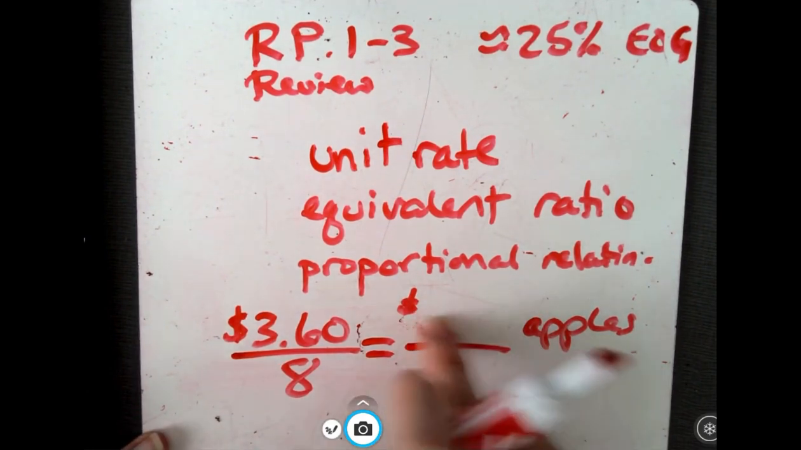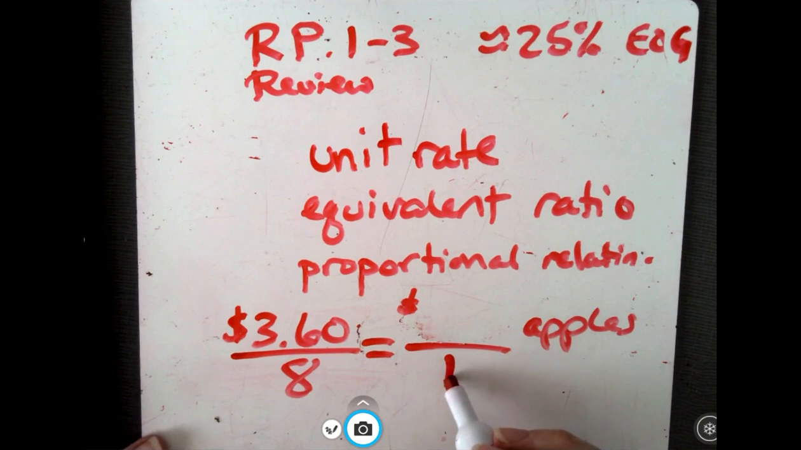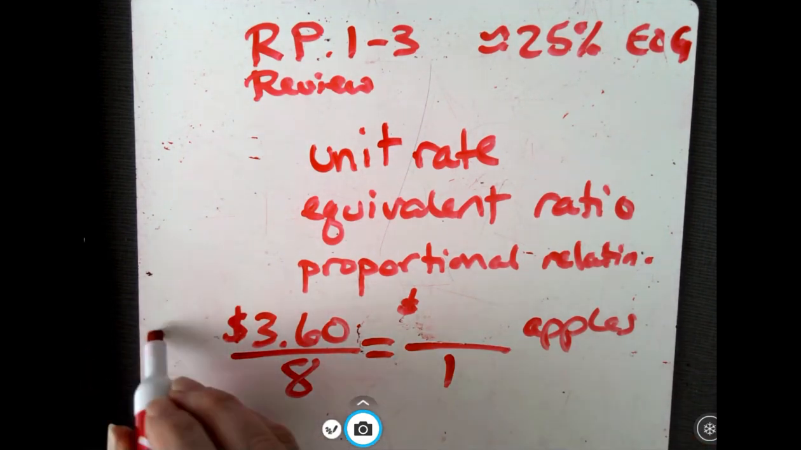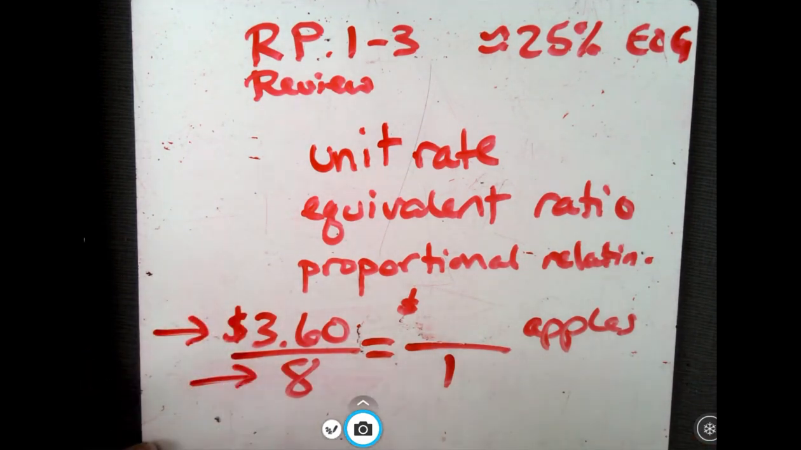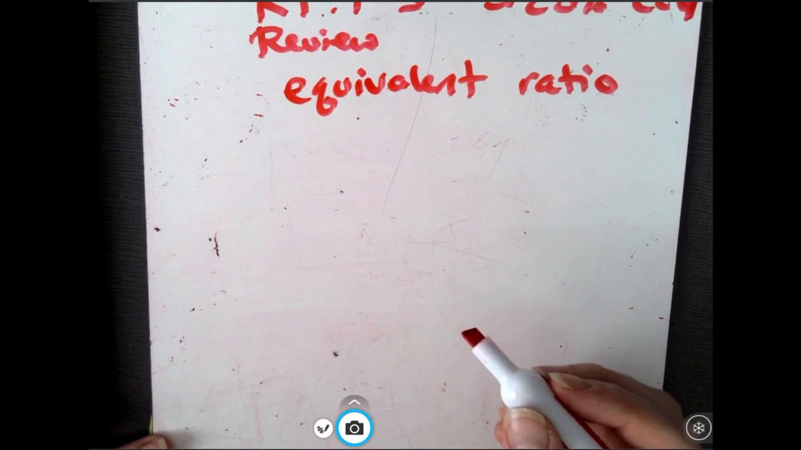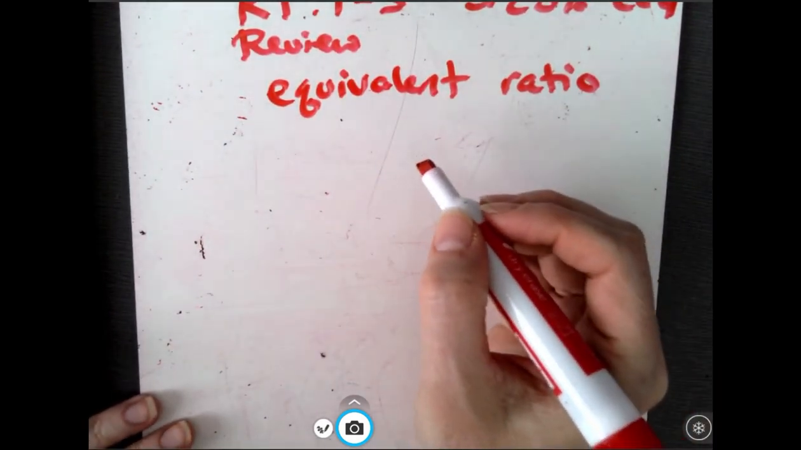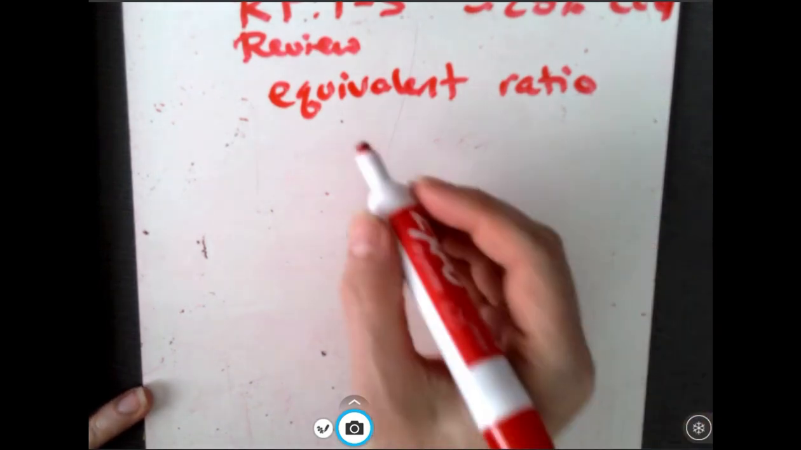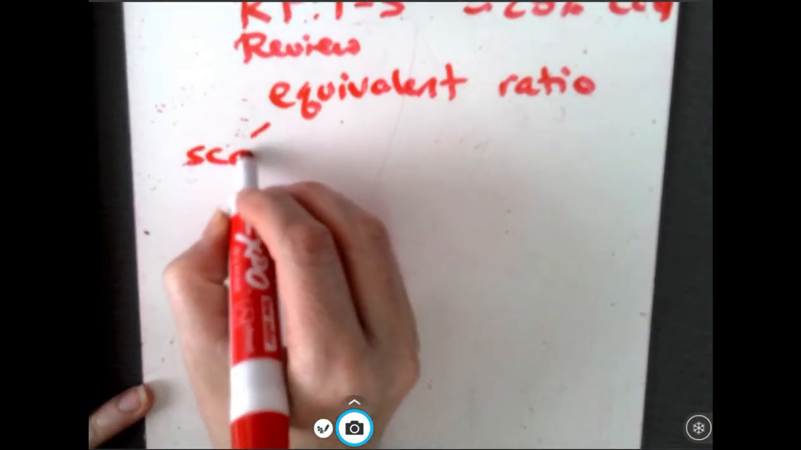But a unit rate, again, is a special kind of equivalent ratio where one of the quantities is 1. Now, when we have unit rates, it's always in 2 different units. So up here we have dollars, down here we have pounds of apples. Let's look at equivalent ratios now. So there are lots of different ways to deal with equivalent ratios. One way you can do it is to do what's called scale in tandem.